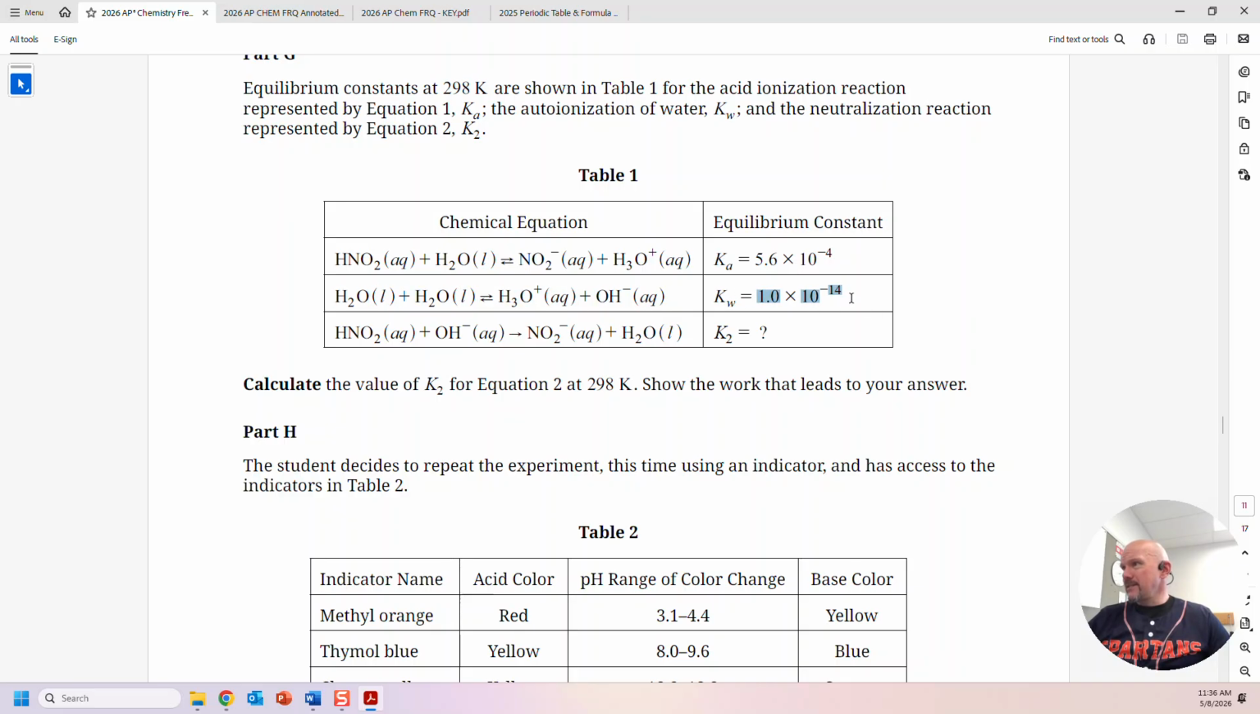So since this is in scientific notation, the new K, when we reverse this reaction, will be 1 times 10 to the positive 14 instead of negative 14. And this K value will keep as is. And then when these two add up to this one, all we do is multiply these two K values to get the new K value, and that's our answer.